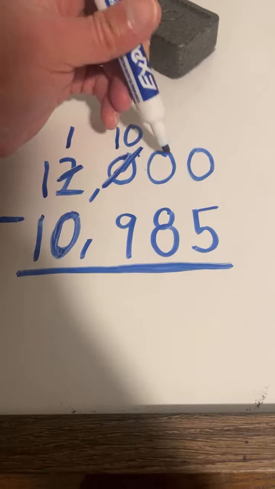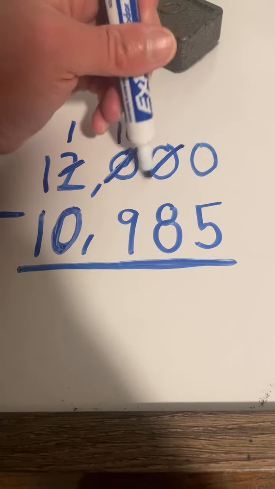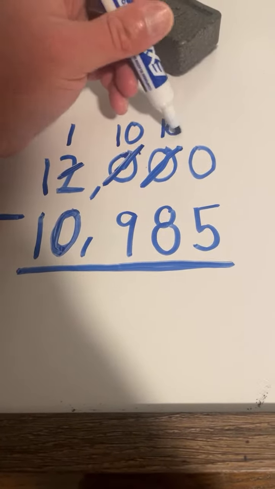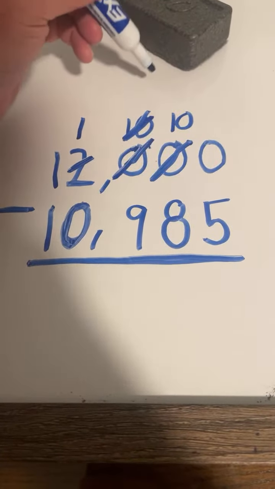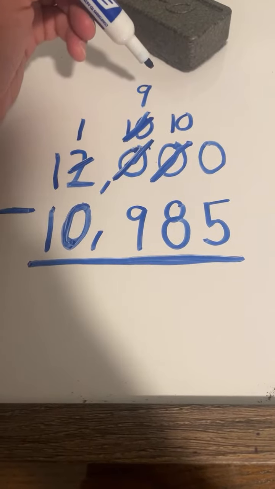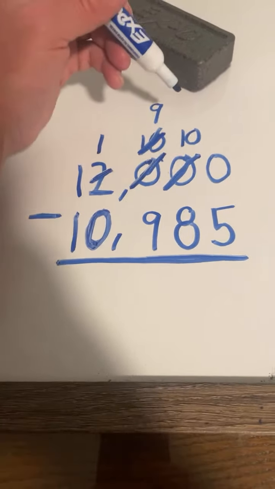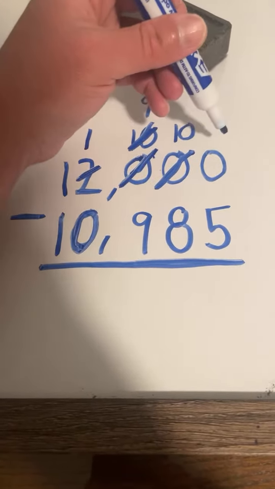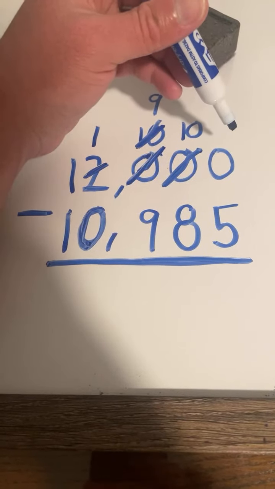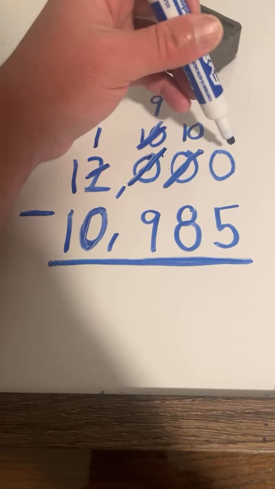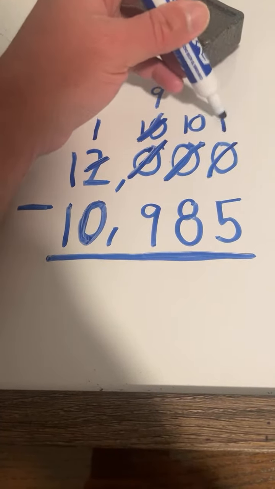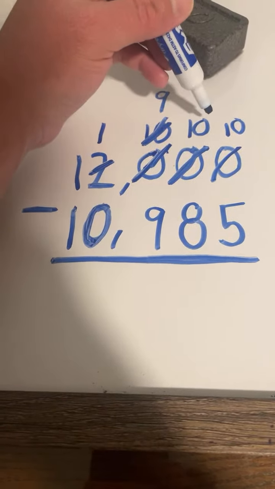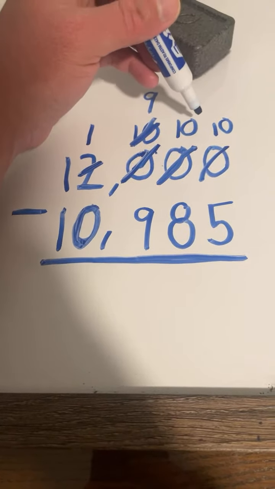Now in the tens place, what we're going to do, we're going to take a 10 from the hundreds place. So the 0 again becomes a 10. Now the 10 in the hundreds place becomes a 9. It's like dominoes. We add 10, we take away 1. Last but not least, we go to the ones place. We add a 10 from the tens place. So that 0 in the ones place becomes a 10. And that 10 in the tens place becomes a 9.